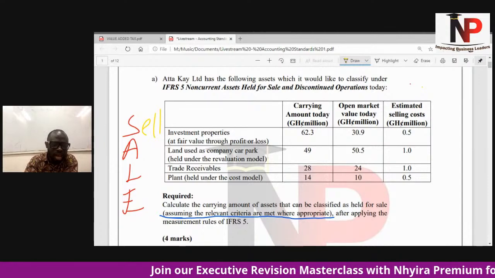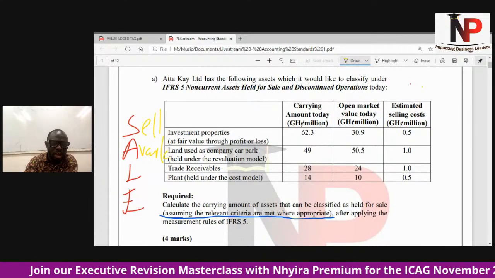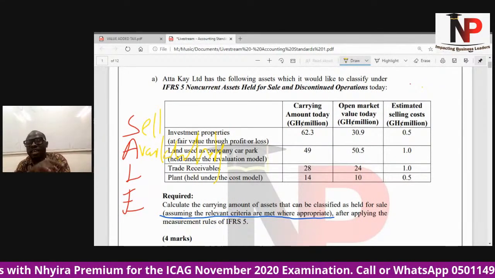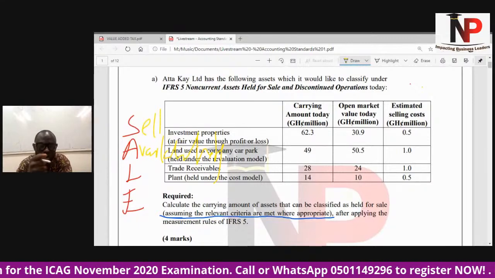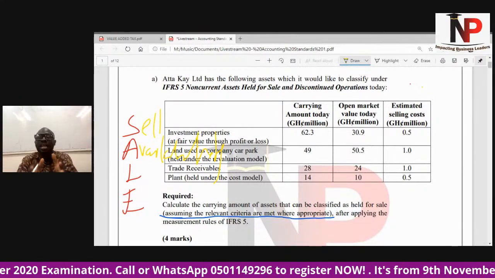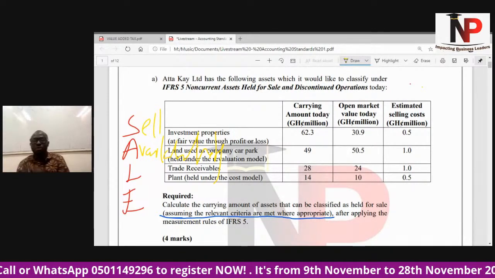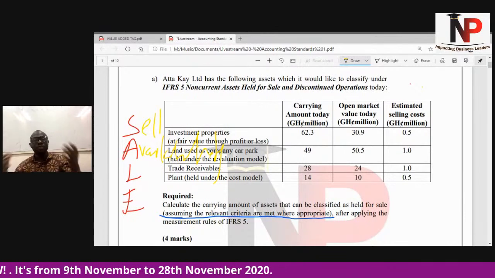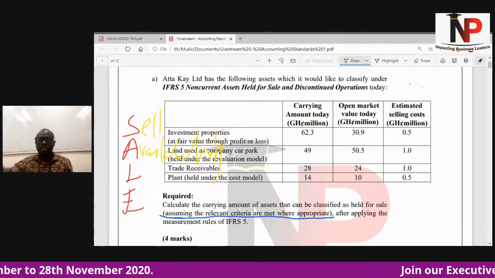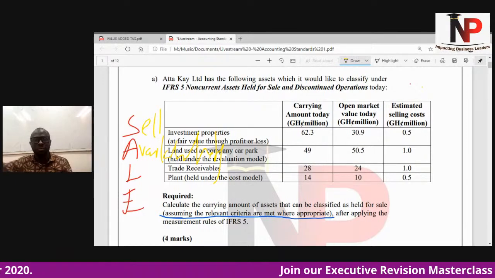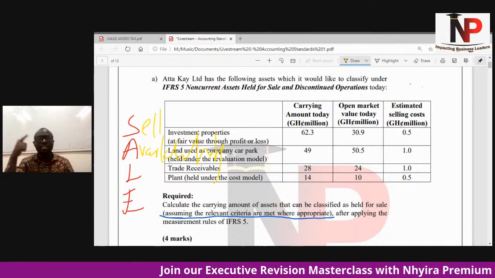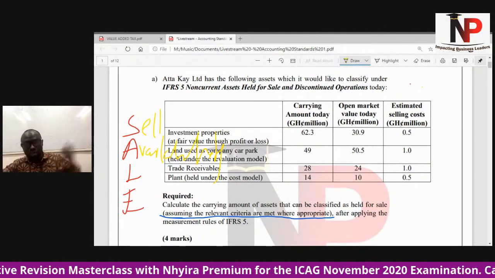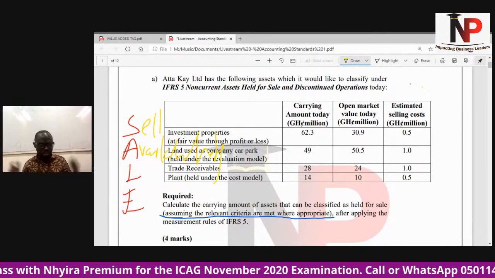Then A means availability. Now, the fact that an entity wants to sell something does not mean the thing is available for sale. So the asset has to be put in a saleable condition. The division has to be put in a saleable condition. So for instance, if an entity says they are going to sell a plant, but they are still using the plant in the production of goods and services, that means it is not available for sale. So A means that it has to be available for sale. That is the second recognition criteria.